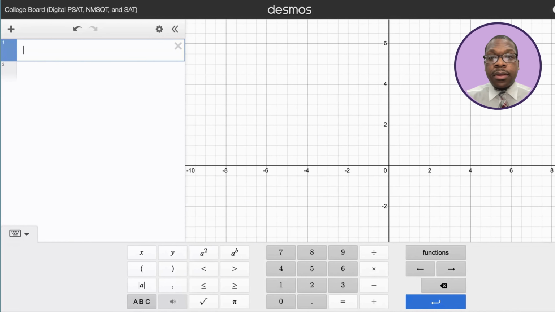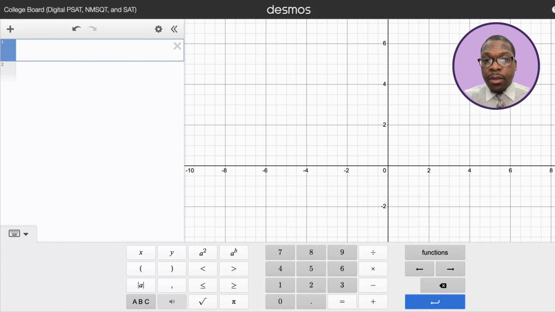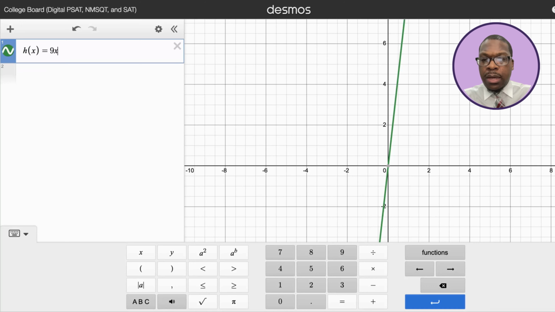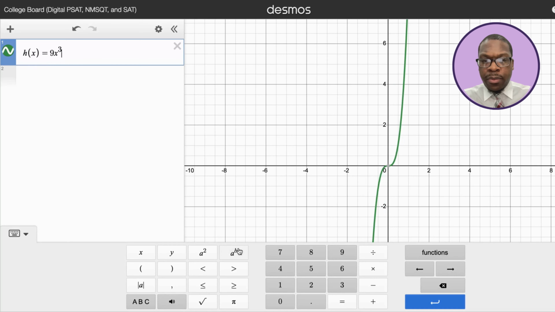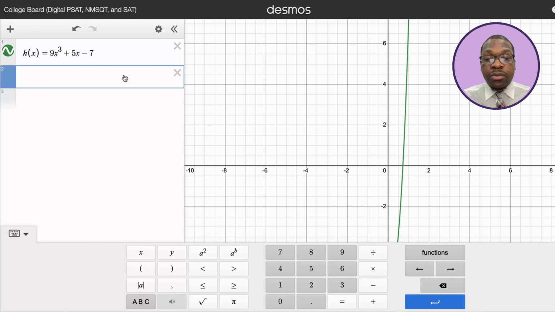Okay, friends, we're going to take a look at DESMOS, the calculator app. You can use this by going to desmos.com, or you can just download the DESMOS app to your phone. We're going to take a look at a sample problem that I'm going to make up. I'll say h of x equals 9x to the third plus 5x minus 7, something like that. DESMOS is extremely useful, a very powerful calculator tool because it can actually help you to solve the questions within seconds as long as you input the input correctly.